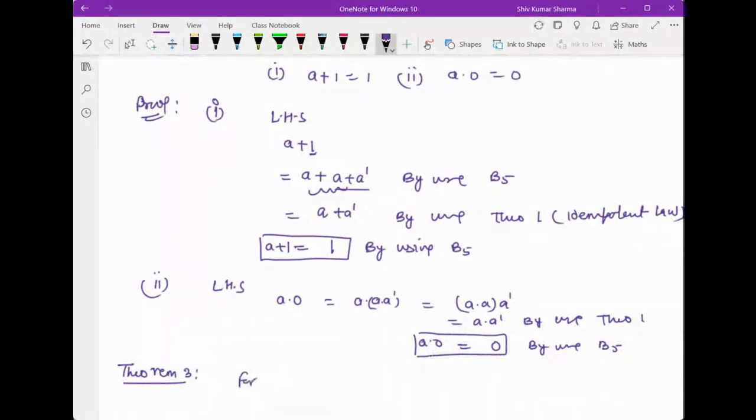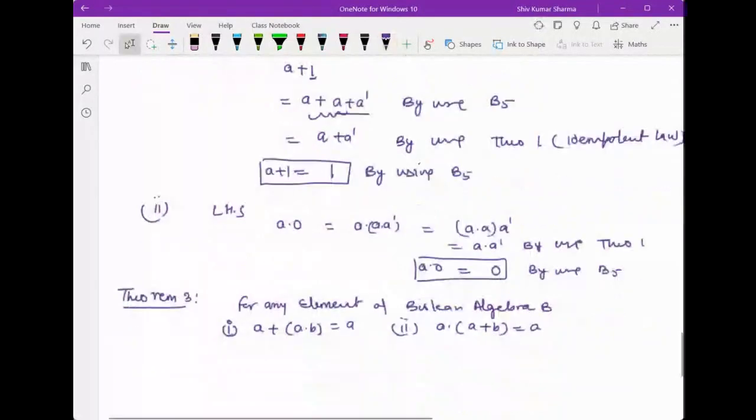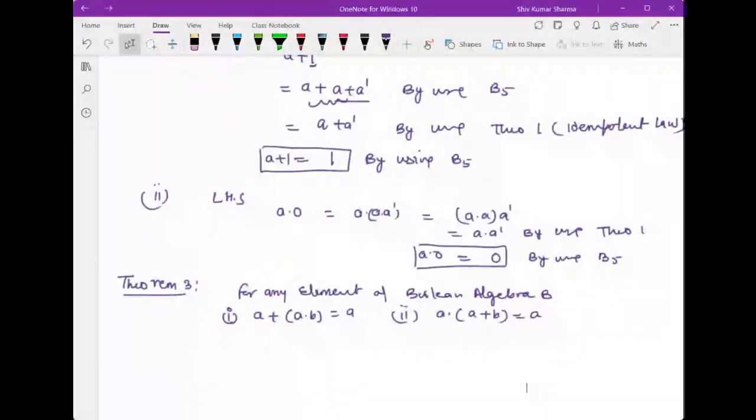So for theorem number 3, for any element of Boolean algebra B, prove that first one, a plus a into b equal to a, or second part, a into a plus b equal to a. So this is theorem number 3: a plus a into b equal to a, or a into a plus b equal to a.